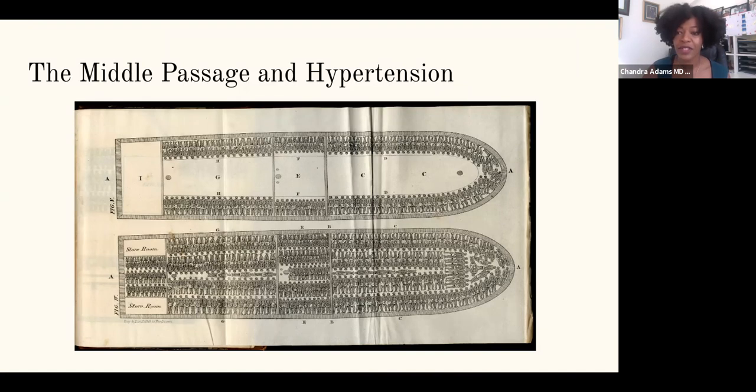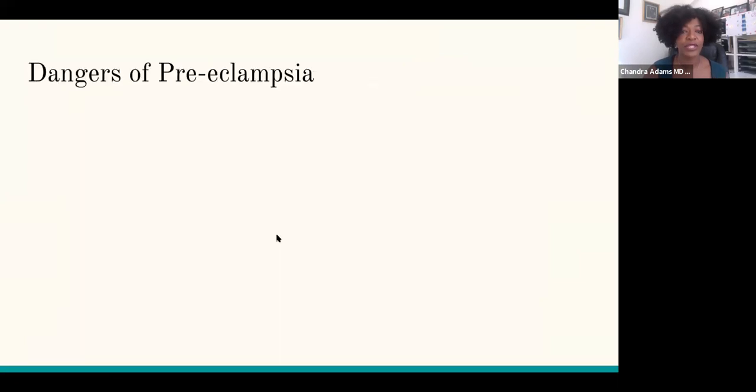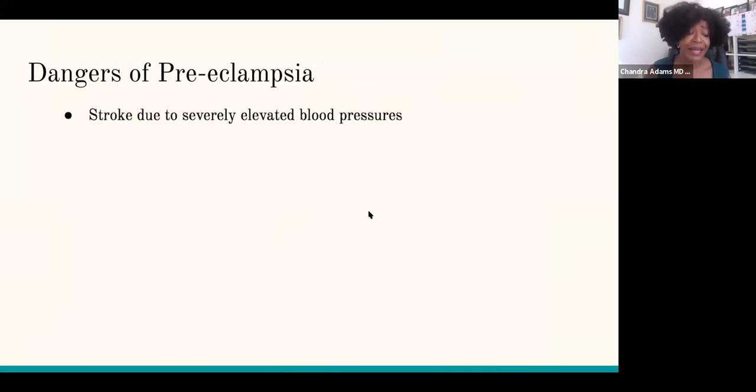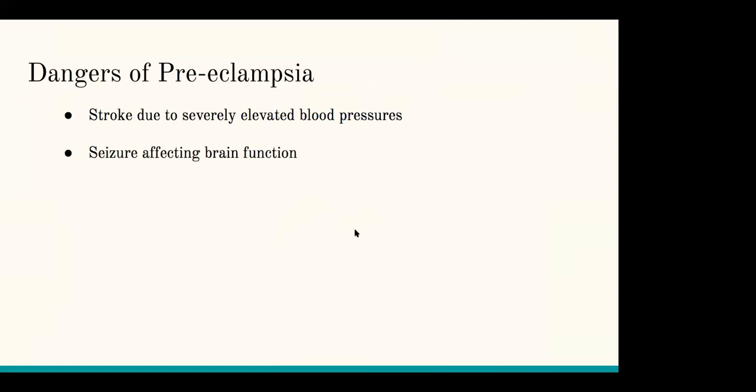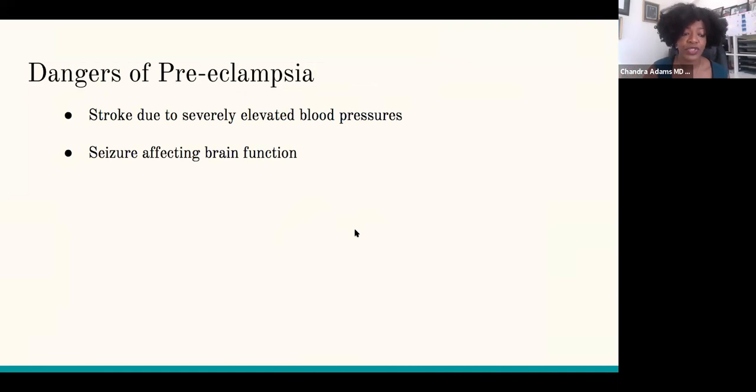We take in a little bit of salt, our body retains it, and then we're retaining fluid, we have high blood pressure. So the dangers of preeclampsia, the dangers of high blood pressure in pregnancy. These blood pressures can get really high. In this population who's already very sensitive to high blood pressure, we introduce these pregnancy hormones that constrict the blood vessels even tighter, and you can get strokes due to these severely elevated blood pressures. These strokes can lead to fluid going out into the brain and cause seizures that affect brain function permanently.